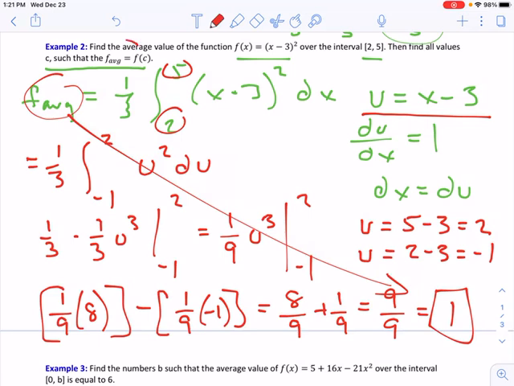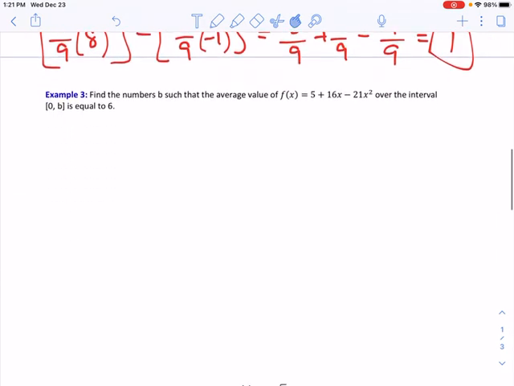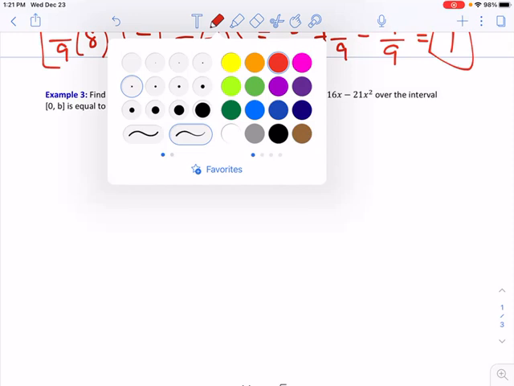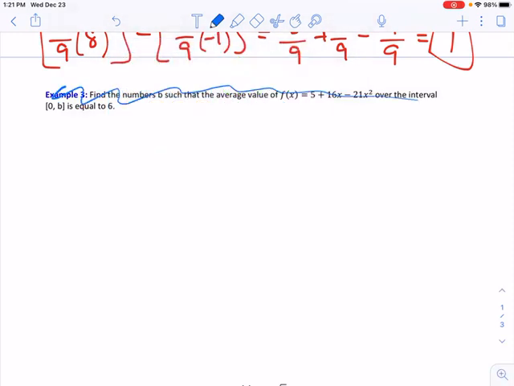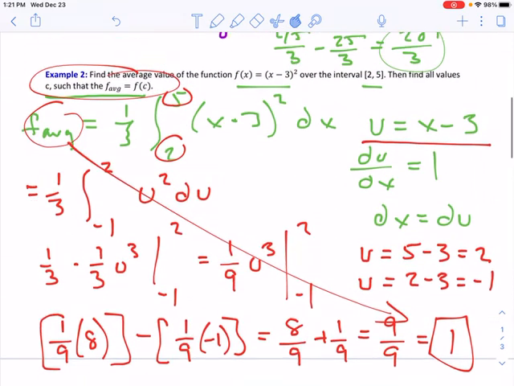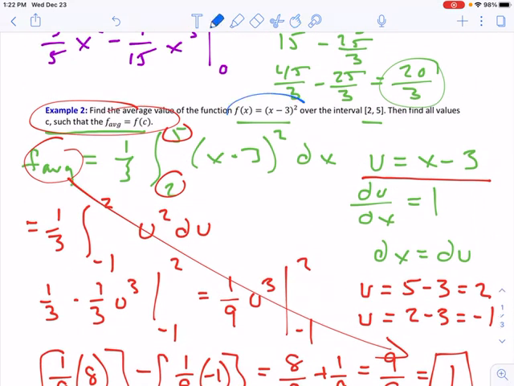Now for the second part, finding the value of c, all we have to do is take our average value. I'm going to intrude on my territory down here, get rid of this problem. So we take the average value, and the average value is equal to f of c. So the average value is 1. The function value is x minus 3 squared, which at c is c minus 3 squared. So again, all I'm doing is taking my original function, which is right here, and plugging in c in place of x.